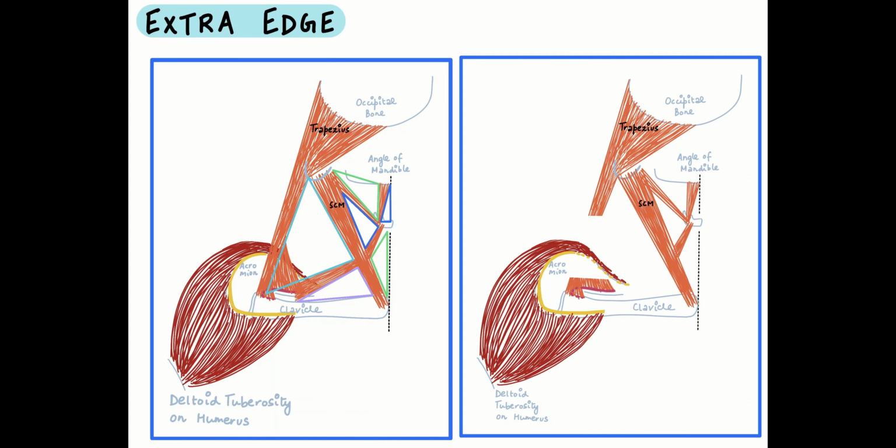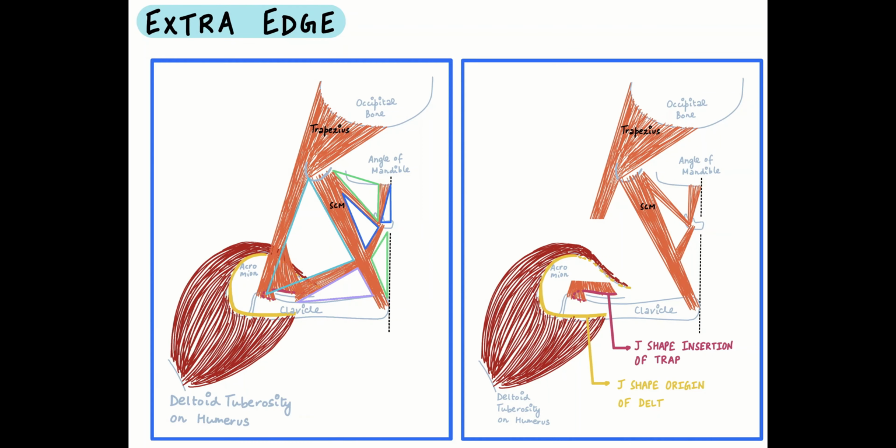After cutting some muscles, we can see that both deltoid and trapezius have similar J-shaped attachment on almost the same bony prominences. But note that the deltoid inserts on the deltoid tuberosity on humerus. So here it cannot be the insertion of deltoid, it is the origin. On the other hand, the trapezius inserts here. Therefore, deltoid originates while trapezius inserts in a J-shaped fashion. Outer J is the deltoid origin, inner J is the trapezius insertion.